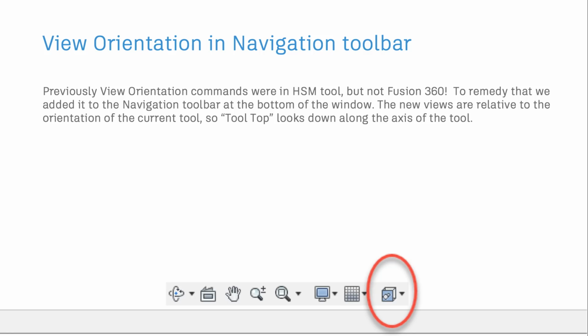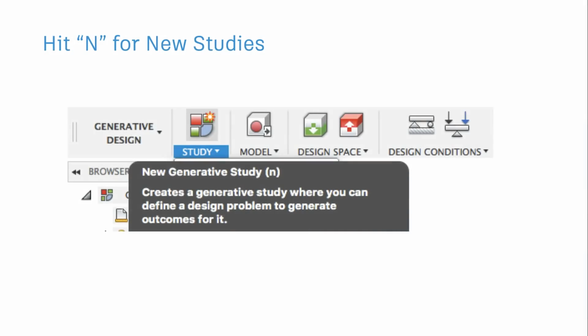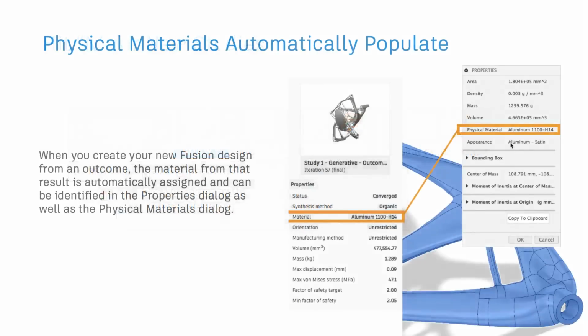Someone had mentioned that they liked using the tool view orientations and the HSM tools that Autodesk also create. So make sure to find these in the view toolbar, the navigation toolbar at the bottom of the graphics area. You'll be able to look at these and interact with those tool views much better. In generative design, we added a keyboard shortcut to create those new generative design studies. So just hit Edit on your keyboard and you'll be in a new generative design study.